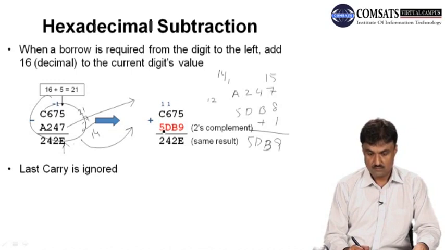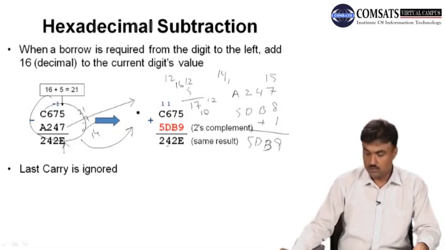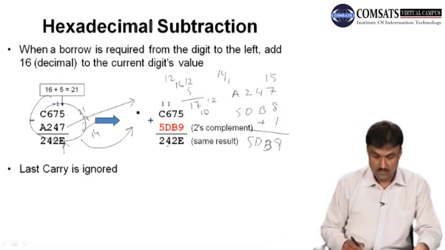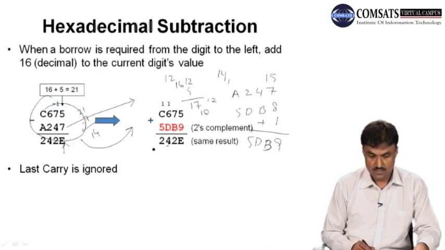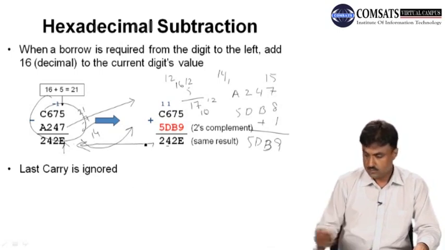So in C5, C is equal to 12, and 5 plus 5 is equal to 17. 17 in decimal is 1, 2 in hexadecimal. So 2 will be here and 1 is carry, so we ignore this last carry. And if you compare these two results, you can see the values are the same.